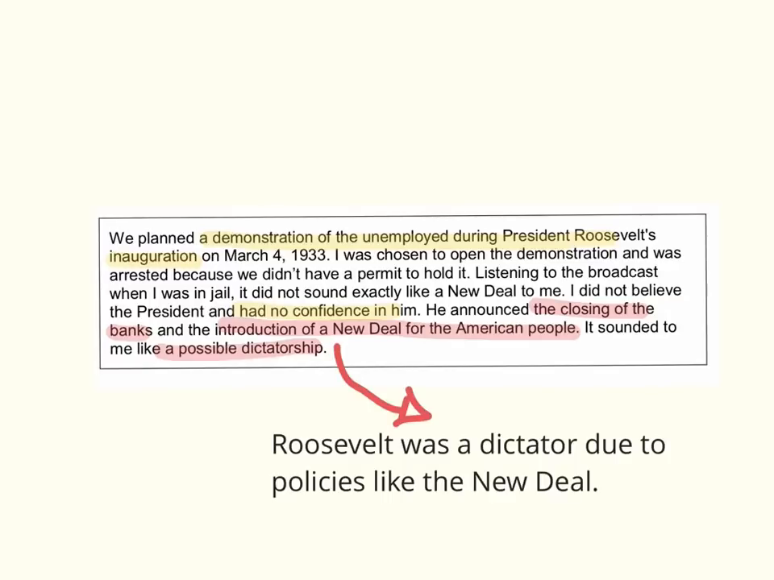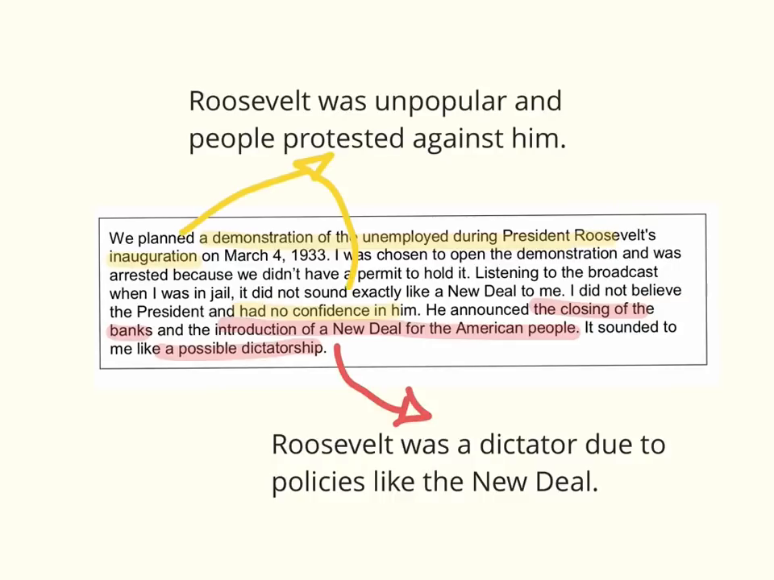So, here's interpretation A, and here are the key things that it says. So one thing it says is that Roosevelt was like a dictator due to policies like the New Deal, and it says that in the bit that I've highlighted red. The closing of the banks and the introduction of a New Deal for the American people sounded to me like a possible dictatorship. And the second thing it suggests is that Roosevelt was unpopular and that people protested against him. You can see that by the bits I've highlighted in yellow. So there's a demonstration that employed during President Roosevelt's inauguration, and that people didn't have any confidence in him.